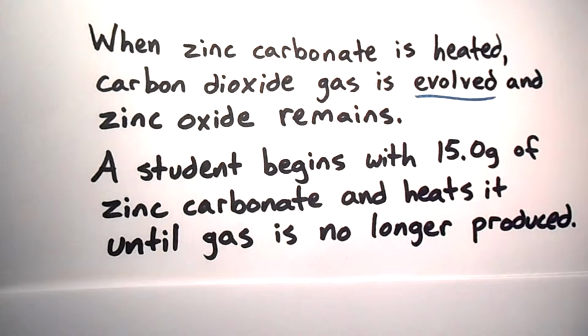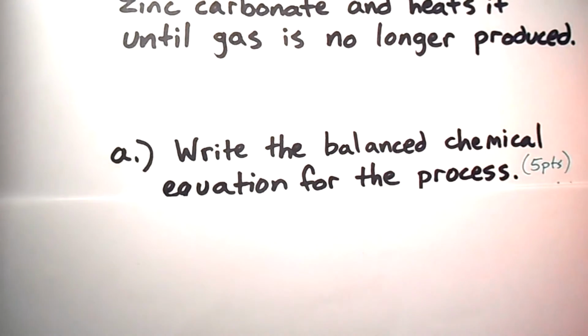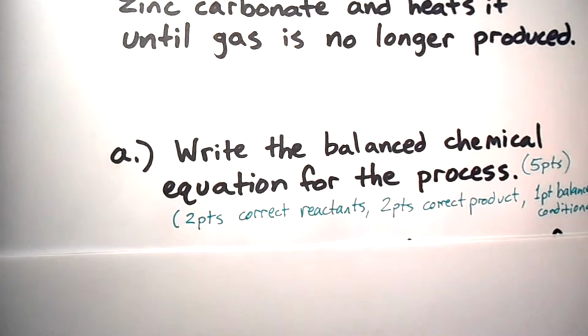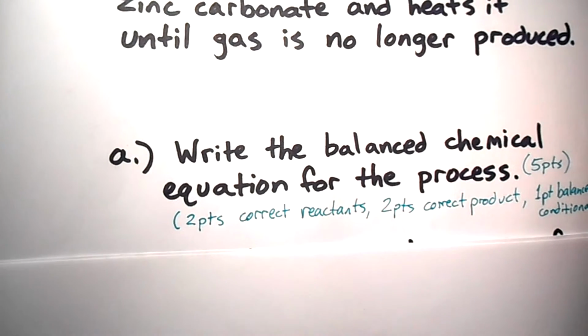You've got to read plenty of these questions, just get used to the wording and what words mean. A student begins with 15.0 grams, so I'm already seeing 3 sig figs there, of zinc carbonate and heats it until gas is no longer produced. So in other words, they're running the reaction until it's at completion. Part A. Write the balanced chemical equation for the process.